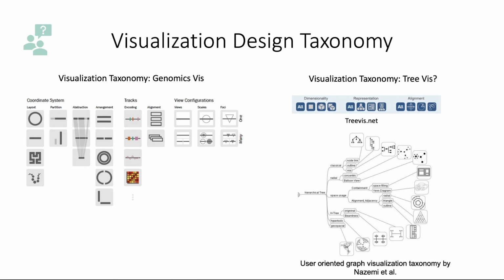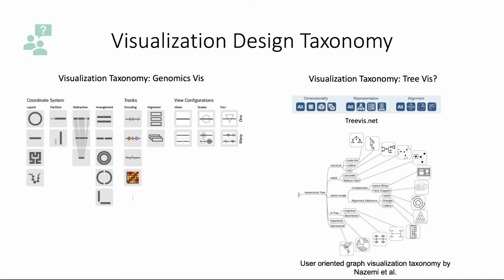However, there is still an open research question which can make the task of developing a tree visualization recommendation system non-trivial. Unlike the genomic visualization, the visualization taxonomy of tree visualization is not well defined. There has been prior work where researchers have defined tree taxonomy based on dimensionality, alignment, or space usage techniques, but more work needs to be done in this space.